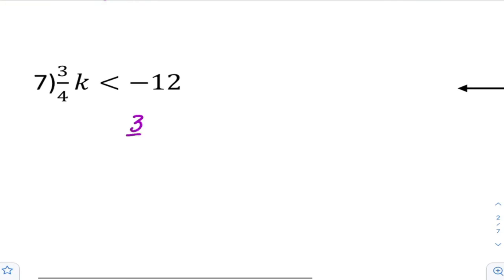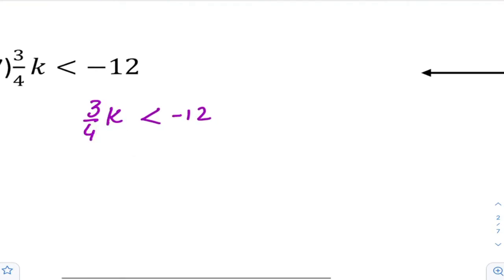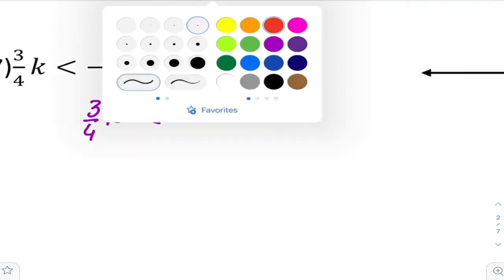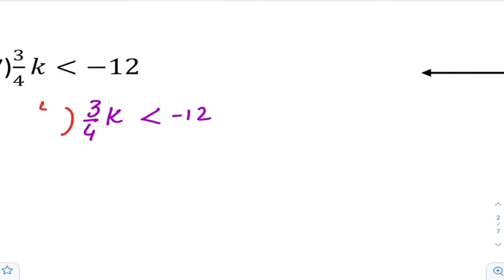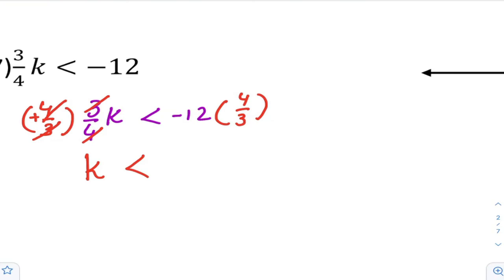Now we have here 3 over 4 k less than -12. I have written it again. Now we want to multiply by the reciprocal, for both sides. Are we multiplying by a negative number? No, this is a positive number. So we get rid of the fraction. We have k alone, and I will not switch the sign because I'm multiplying by a positive number, even if I'm multiplying a negative number by the positive number here, because already I am multiplying by a positive number.